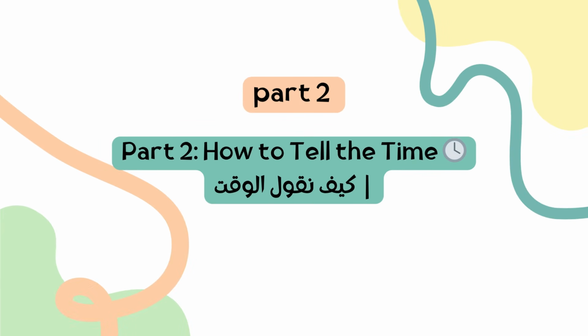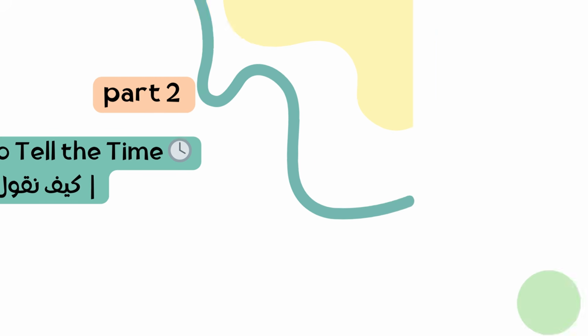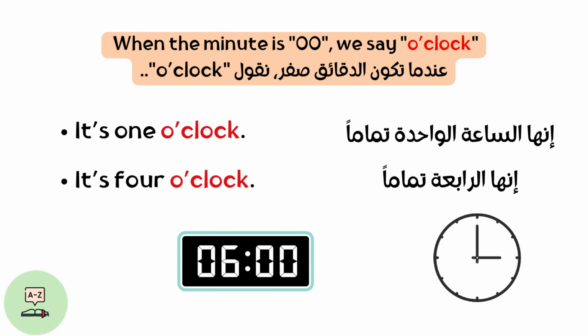Here we go, part 2. In this part, you'll discover how to tell the time in English in the easiest way possible. So get ready to master it. When the minutes are 0, we simply say o'clock. For example, it's 1 o'clock. It's 4 o'clock.